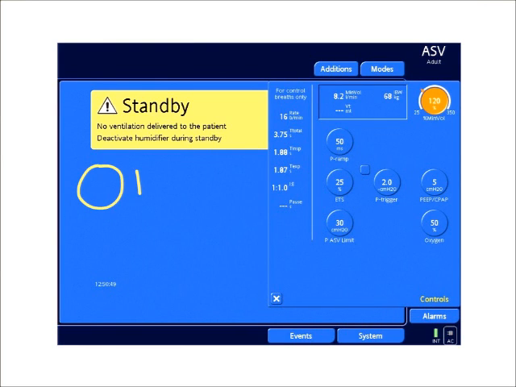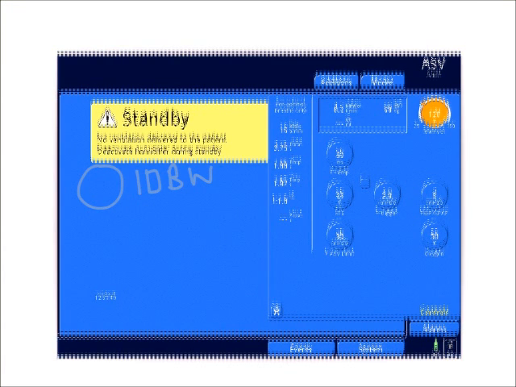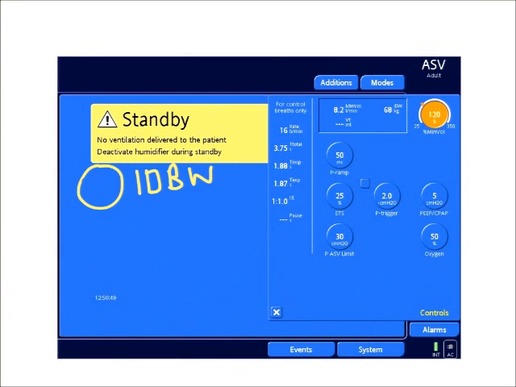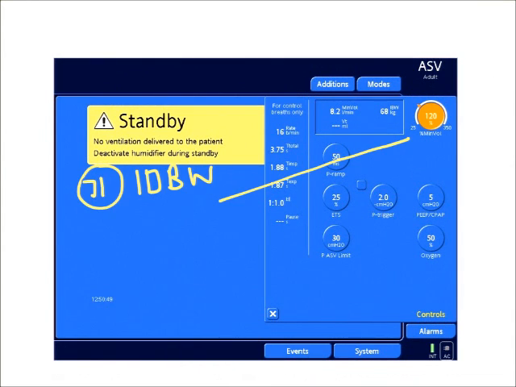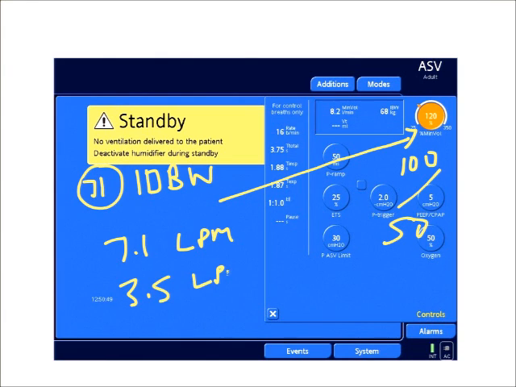So there's another setting that one sets, and it's an ideal body weight setting from the standby screen. And then based on the ideal body weight setting, it's going to self-calculate. So it's going to look at the operator selected percent minute ventilation setting. And let's just say that was 100. So it'd do the same thing. If it's 100%, that would deliver 7.1 liters per minute. And of course, if I cut that in half by 50, it'd drop it to approximately 3.5 liters per minute. Now, this is one of the most important settings when using adaptive support ventilation. So that sums up minute ventilation.